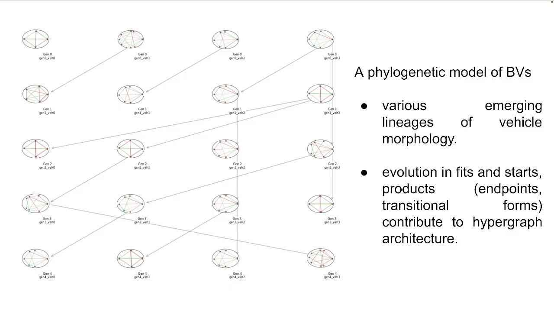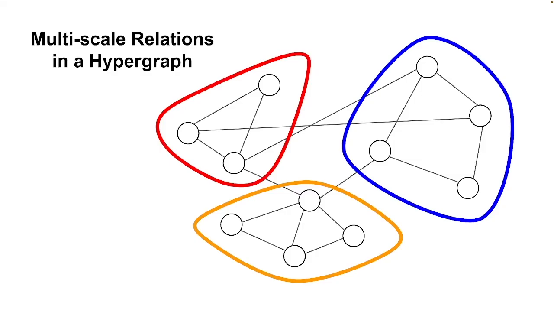So what we're looking at here is evolution in fits and starts. As Stephen Jay Gould used to say, we have our products, which could be endpoints of a phylogeny, or transitional forms, which could be in the middle of a lineage. And these all contribute to hypergraph architectures. So again, we have these hypergraphs.